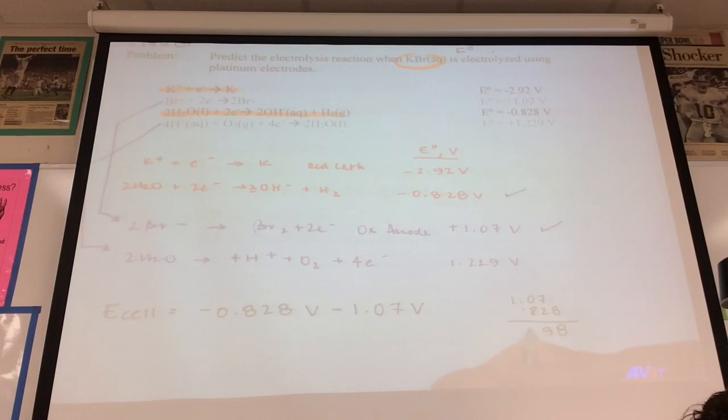If you had positives for the reduction ones, you would want to take the biggest number out of the oxidation ones, right? So that way you subtract from a bigger number, it's more negative. You want it to be as close to 0 as possible.